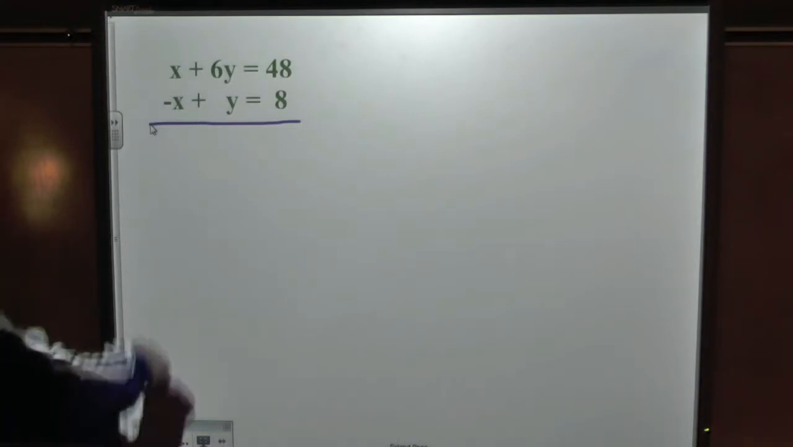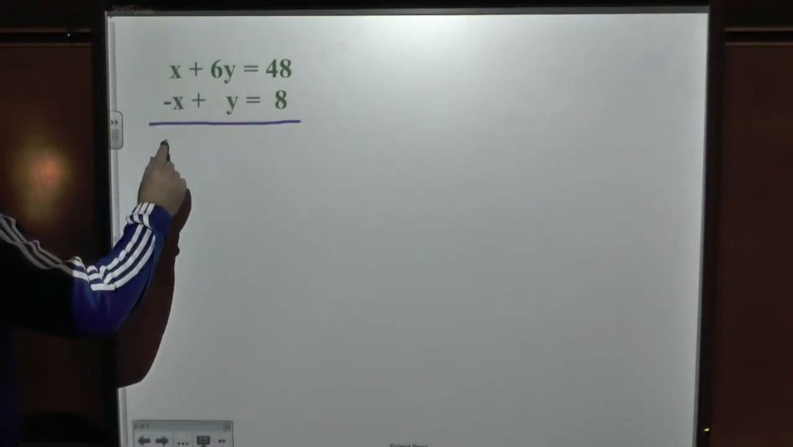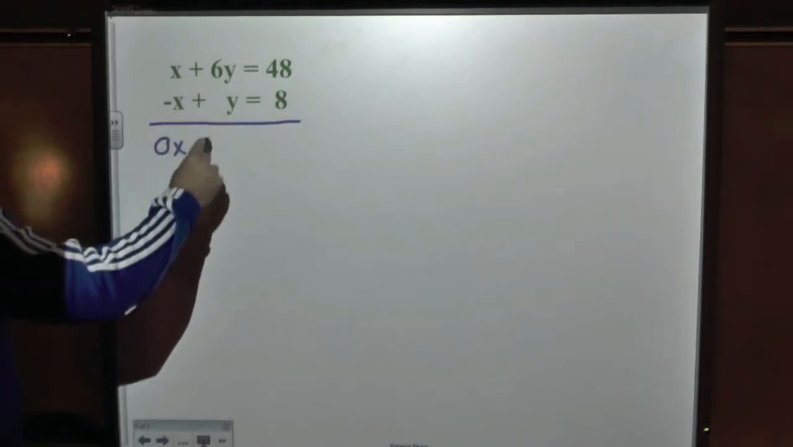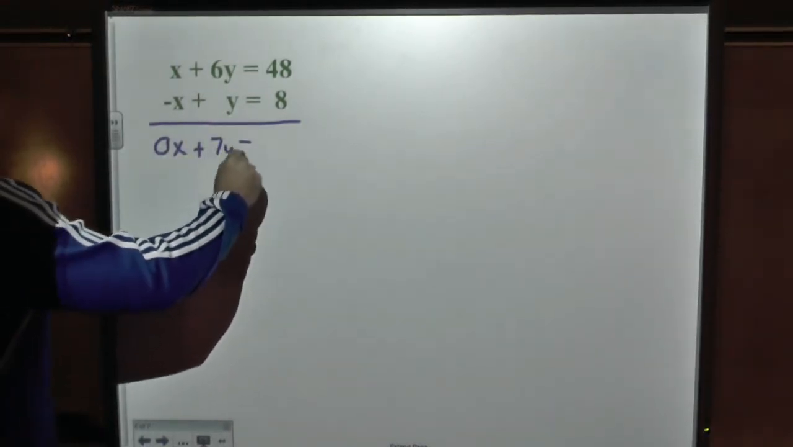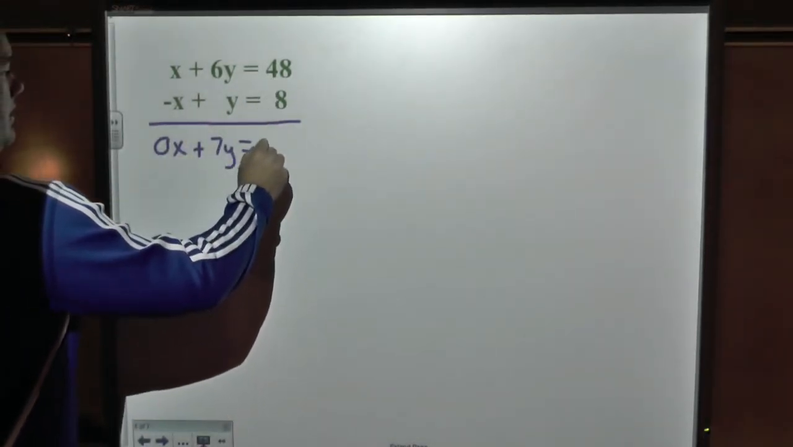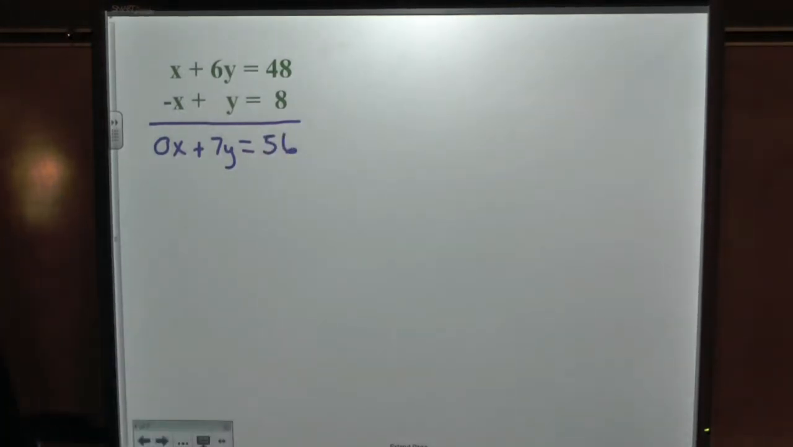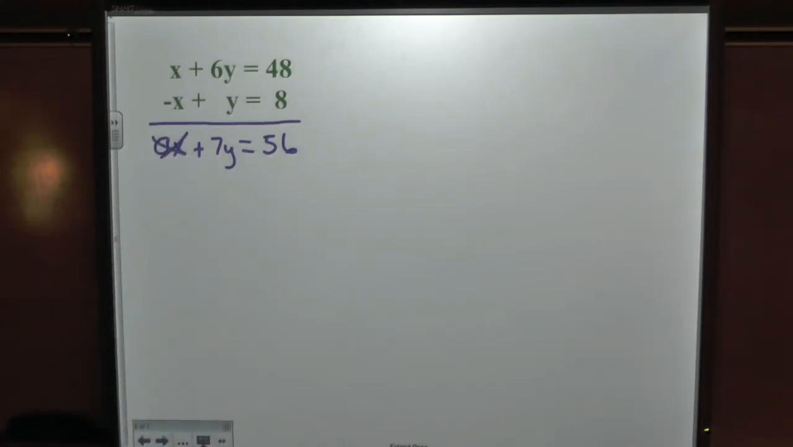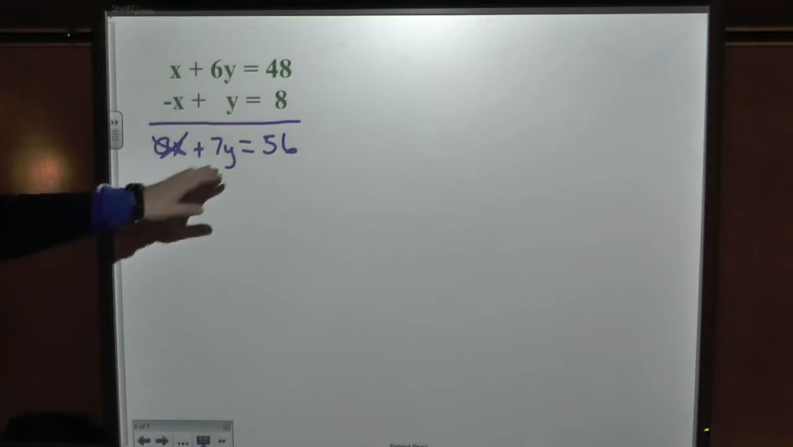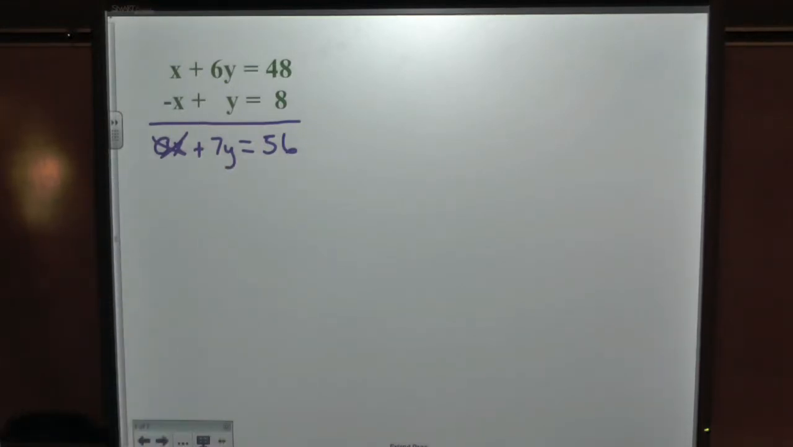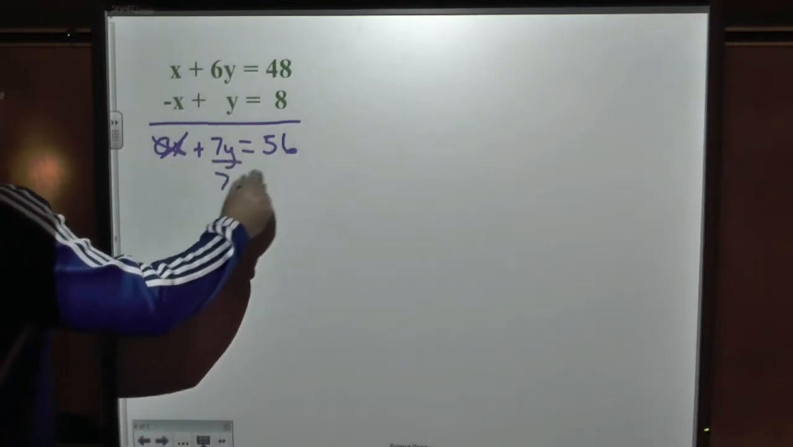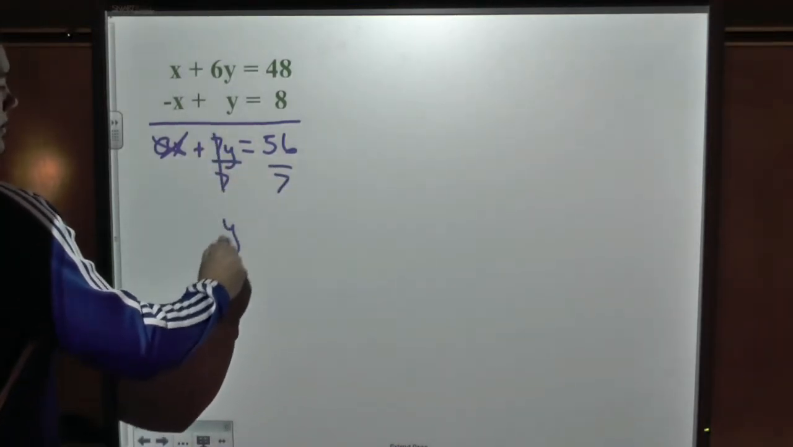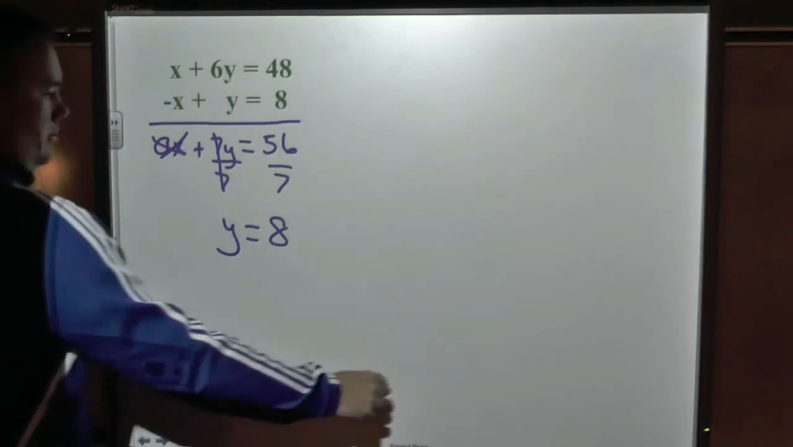So we're going to add. x and negative x is 0. 6y plus y is 7y. And then 48 plus 8 is 56. Hopefully you've noticed at this point that you have eliminated x. x is gone. 0 times x is 0, so it's gone. All you'll have left is just 7y equals 56. You can solve that because you have one type of variable. So you would divide both sides by 7. y is equal to 8.